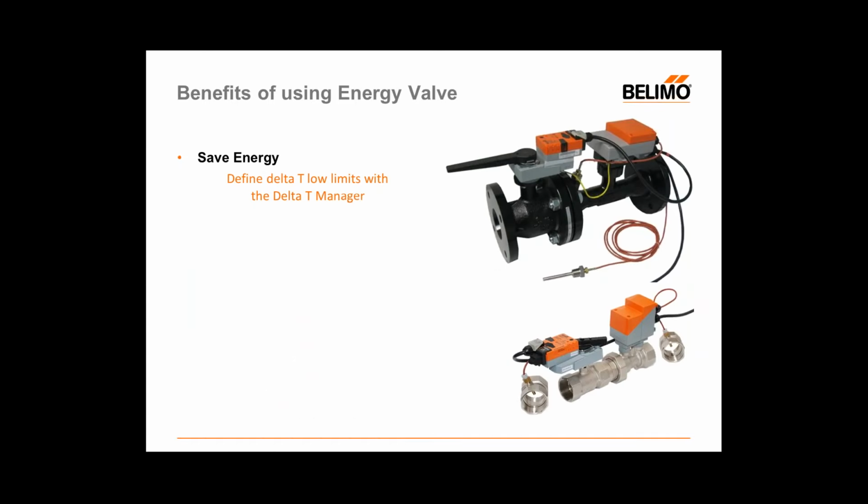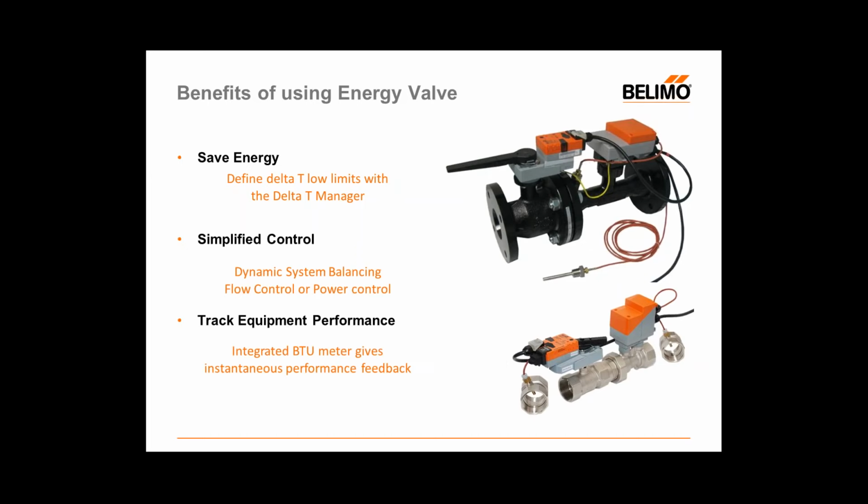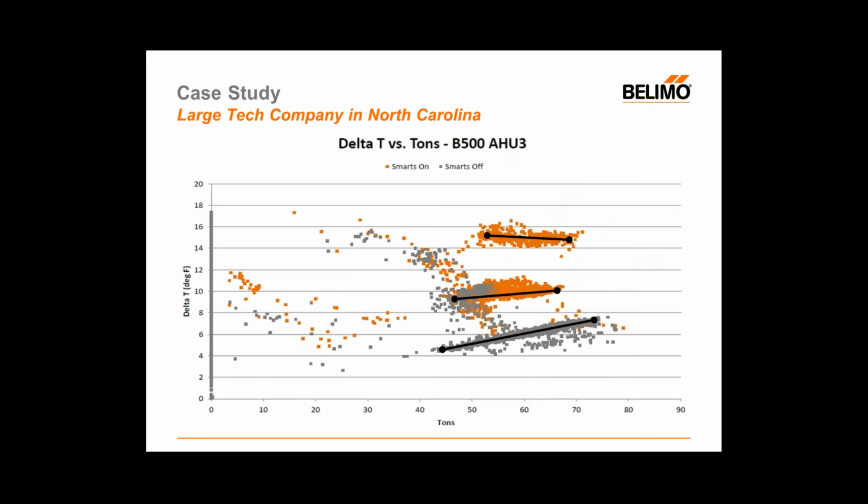So again, we're saving energy with the Belimo energy valve, we're simplifying the control and creating a dynamically balanced system, and we're giving you a BTU meter on every coil that you put one of these on, and you can get this instantaneous feedback of performance and long-term logging data. Want to give you a slight teaser about delta T management.